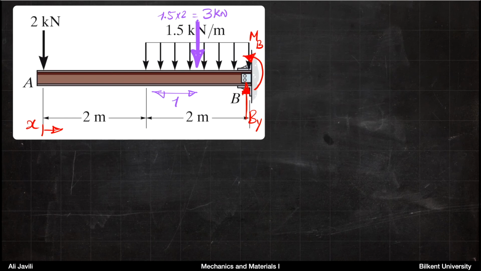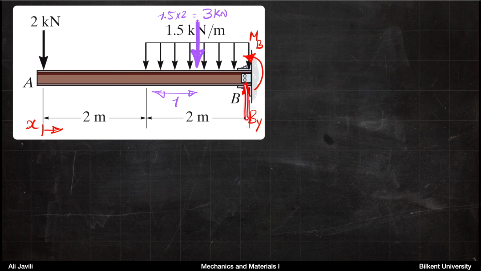To begin, we start again with the free body diagram, assuming that the coordinate x starts from point A. So the left hand side would correspond to x equals 0 and the right hand side would correspond to x equals 4 meters. We proceed.